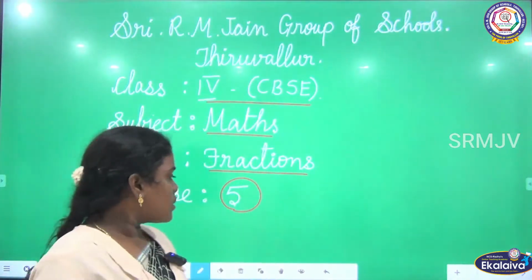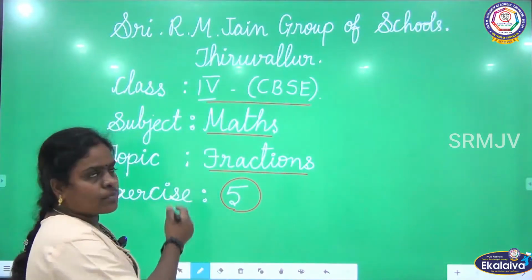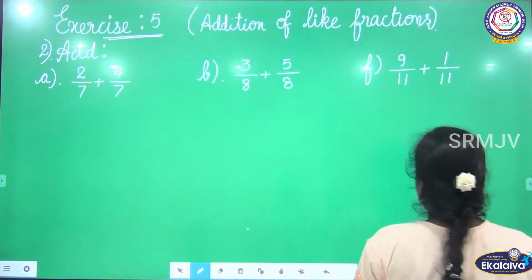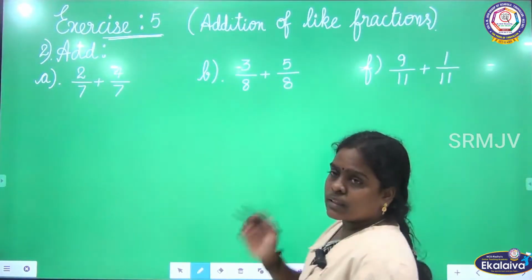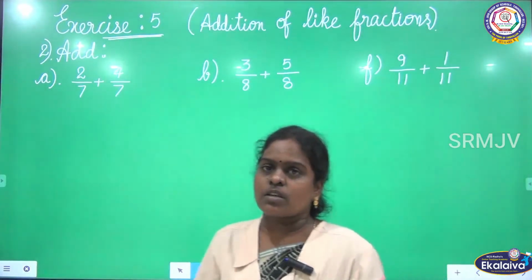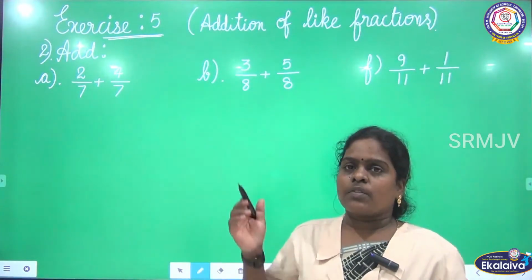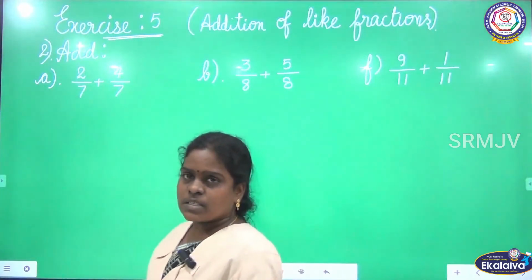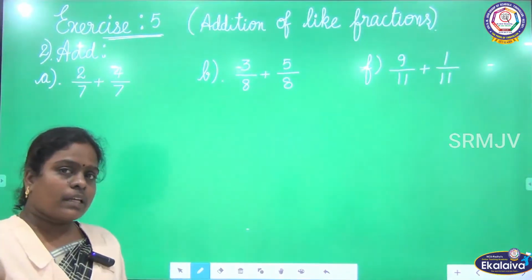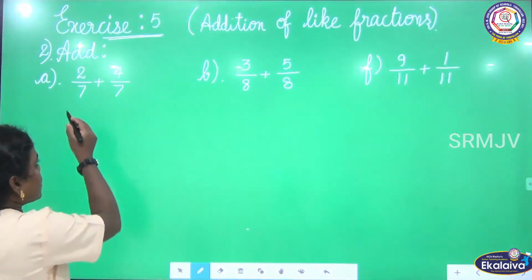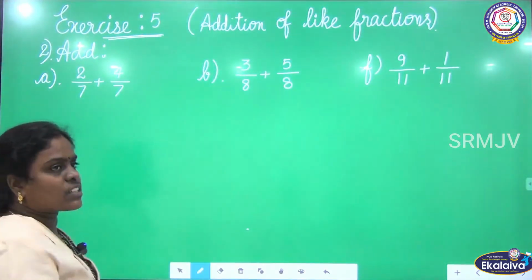Today we are going to learn exercise 5 from the chapter fractions. In this exercise we are going to learn the addition of like fractions. We know what a like fraction is. If the denominators of the fractions are the same, equal, it is a like fraction. And here we are going to add two like fractions.